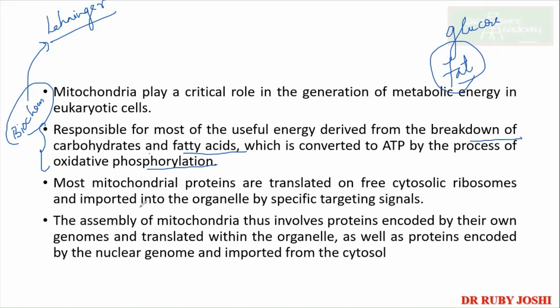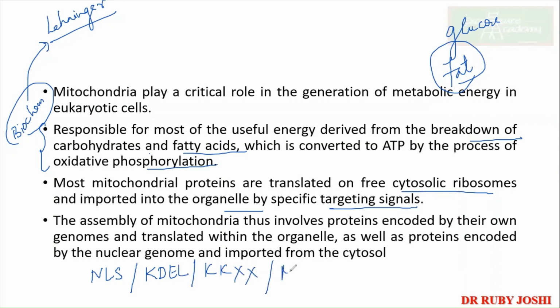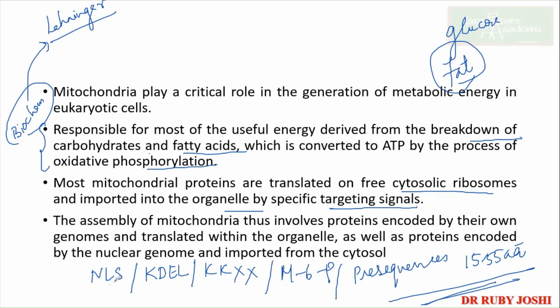Now, most mitochondrial proteins are translated on free cytosolic ribosomes, and then imported into the organelle by specific targeting signals. If you remember, in the case of the nucleus, it was NLS. In the case of the ER, it was KDEL and KKXX. In the case of the lysosome, it was mannose-6-phosphate. Similarly, in the case of the mitochondria, it is known as presequences. These are from 15 to 55 amino acids, which is what you need to remember. Nucleus, ER, lysosomes, mitochondria, these are the signal sequences.